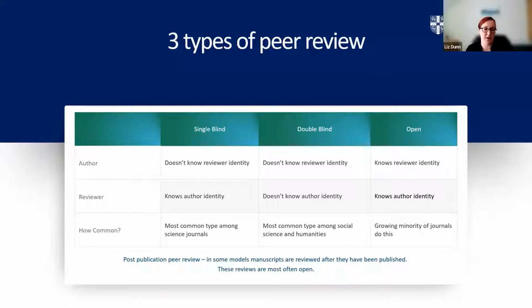So single blind peer review is probably the most common, certainly within scientific research. That's where reviewers are aware of the author's identities, but the authors are never informed of the reviewer's identity.